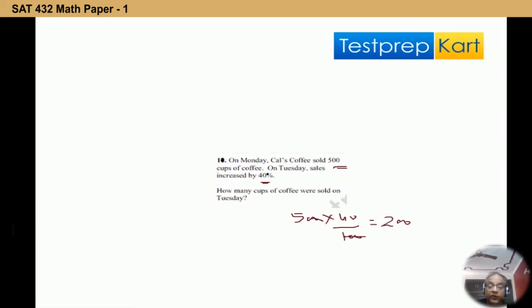Now 200 cups of coffee increased. So what was the total sale? On Monday it was 500, and 200 increase means 500 plus 200. So on Tuesday total coffee cups were actually 500 plus 200. That gives me 700. So 700 is the answer, right? Here, you have to see the words increased by.